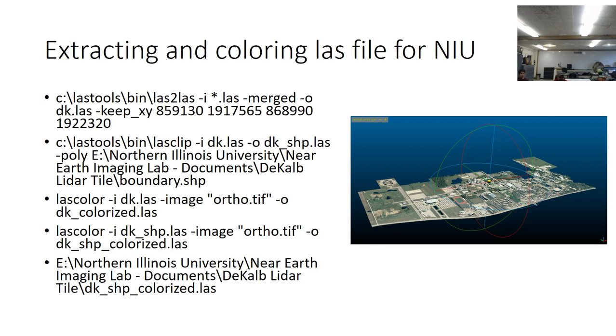So I've got two different versions of this. One is going to be DK colorized.las, and that's going to be the square, just the bounding box, which might be more useful for some of the tiling and processing that we're doing. And then this is the DK.shp or underscore shp.